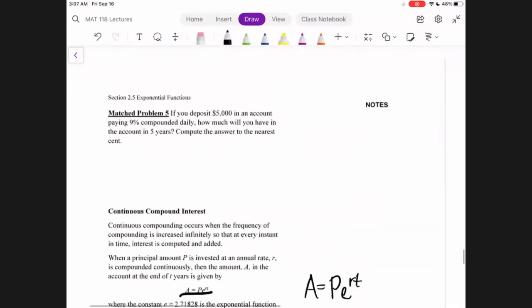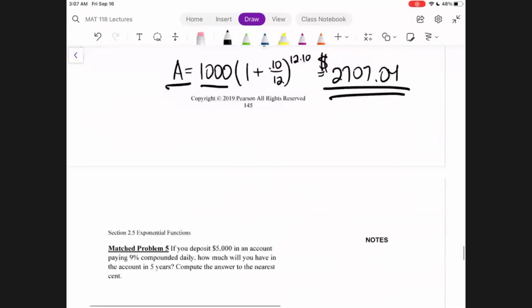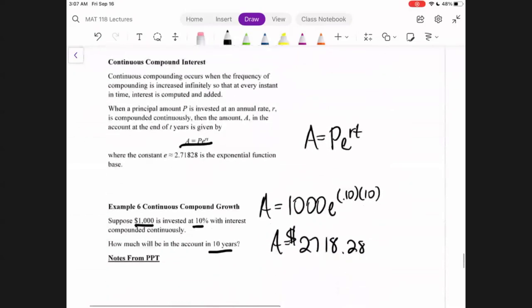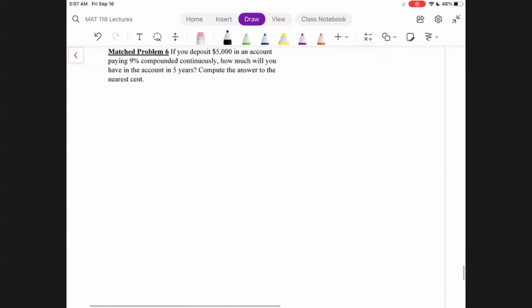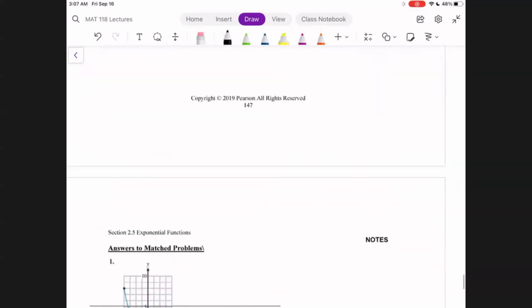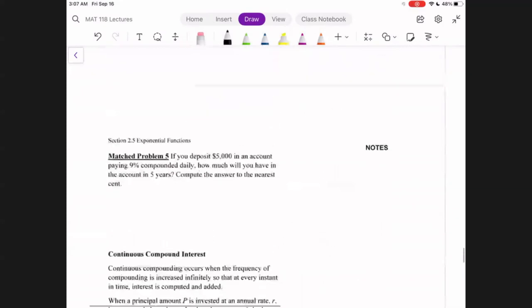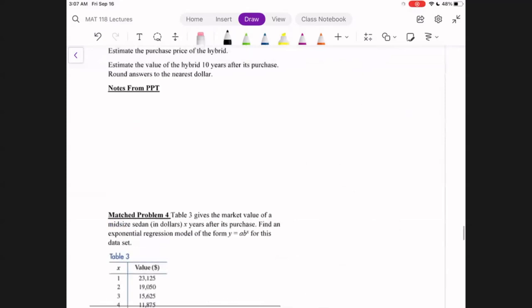So comparing the two, it looks like continuous will give you a little bit more money. And it will, because the more you compound your money, the more money you'll have. Okay. And you can do a math problem there if you're curious. And that pretty much concludes. Well, there's one or two questions I do want to stress.